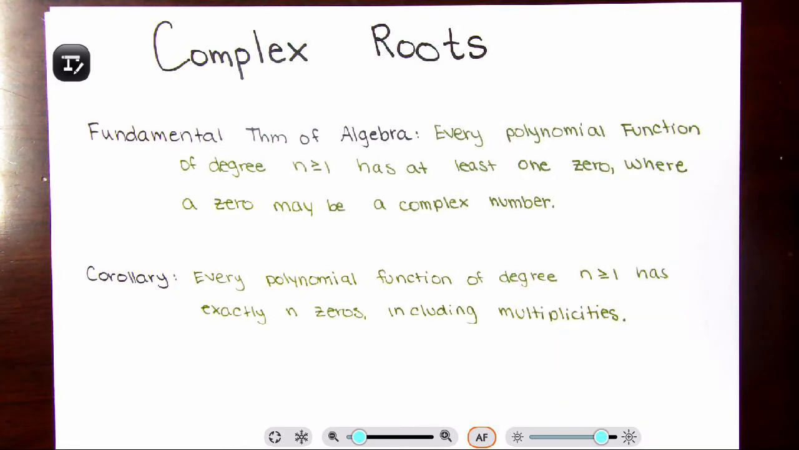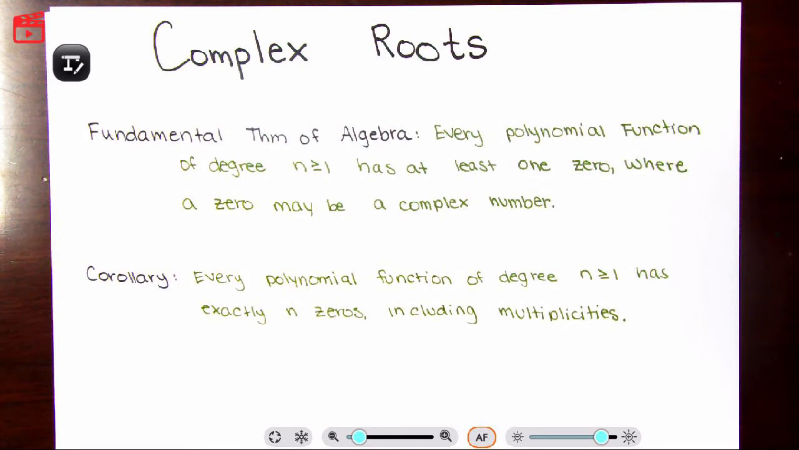So this is the fundamental theorem of algebra: every polynomial function of degree greater than 1 has at least one zero, where a zero may be a complex number. The corollary, because we know this is true, we also know the corollary is true, which is every polynomial function of degree n greater than 1 has exactly n zeros, including multiplicities.